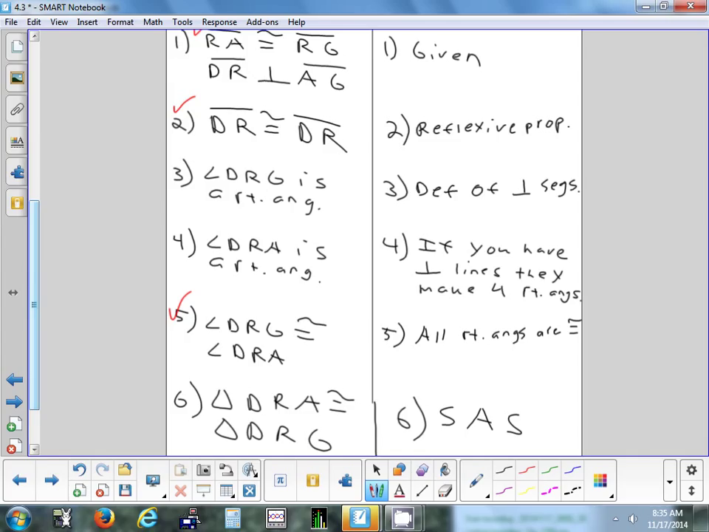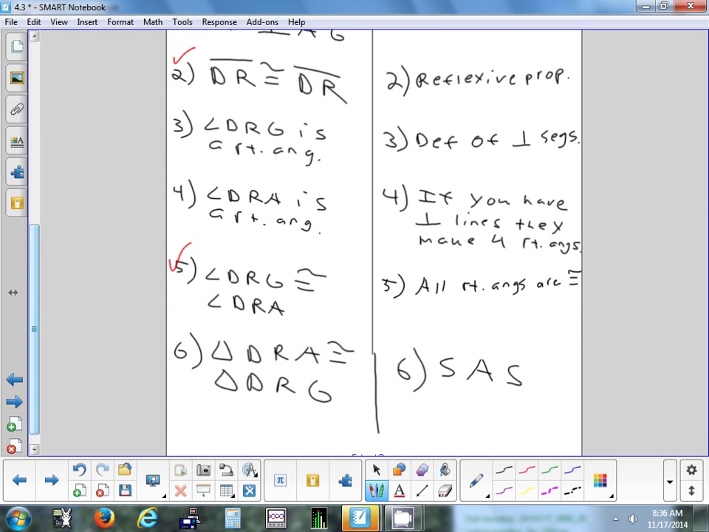Okay, any questions on that? Again, a little bit more work because they didn't directly give us 2 angles that were congruent. We had to work with that perpendicular statement. But it was maybe only 2 extra steps than normal. So not too bad. Anything else on that proof?